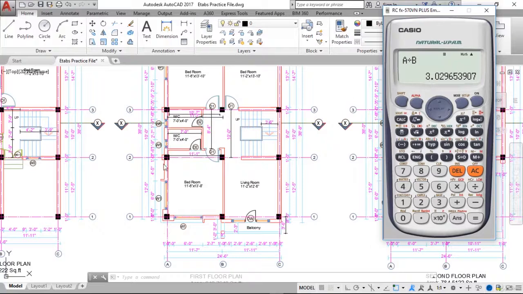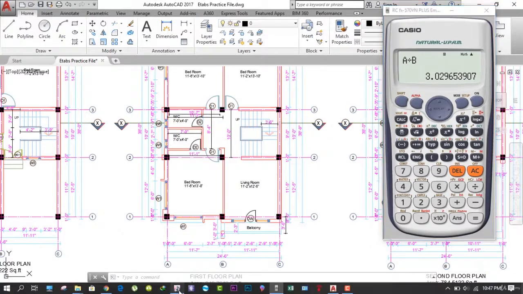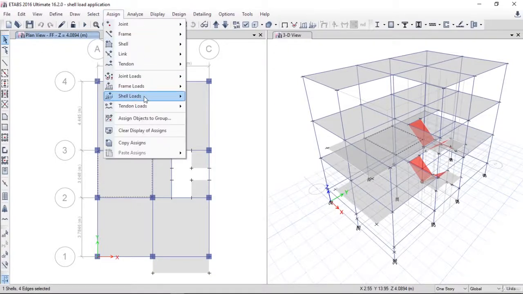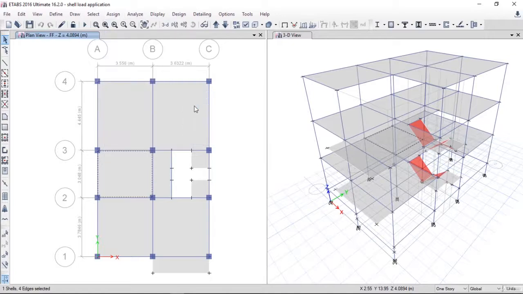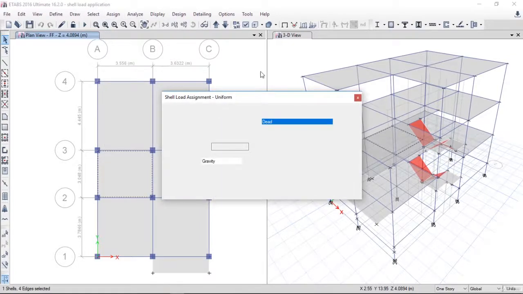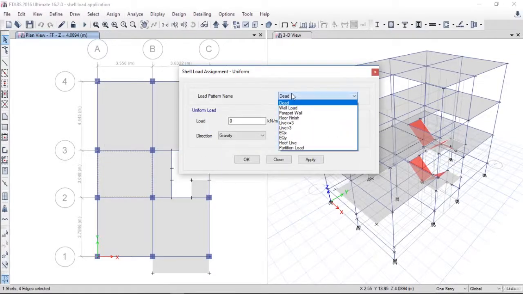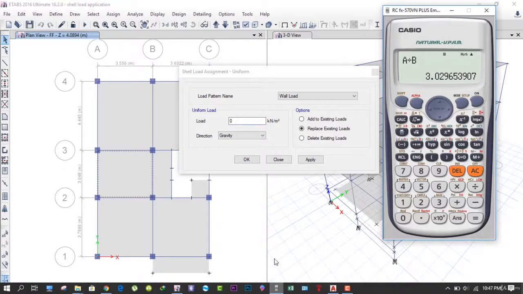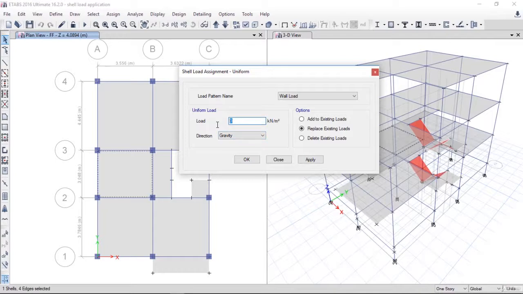So now we go to ETABS and select the slab. So it's a first floor slab, right? And we go to Assign and click on Shell Loads and click on Uniform, and after that we select the wall load and we apply the load of 3.029 kilonewton per meter square. Okay, and we click on Apply and we click on OK.